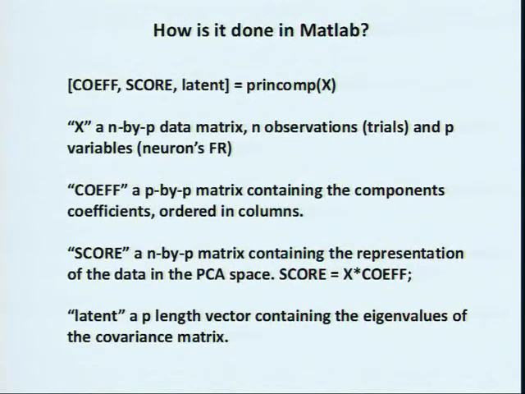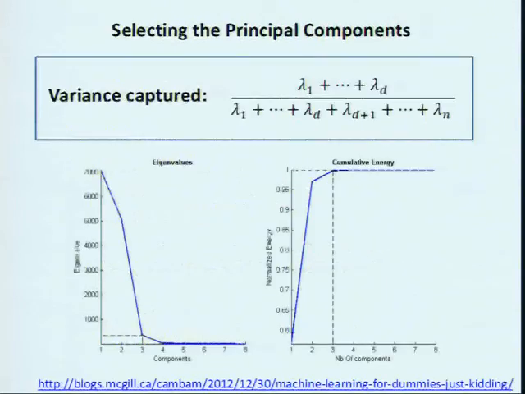And then finally it gives you the latent. The latent is the list of eigenvalues. And I recommend you use it because using this vector you can actually determine the number of dimensions that you should keep in your system. This is how you actually decide how many dimensions you're going to keep.